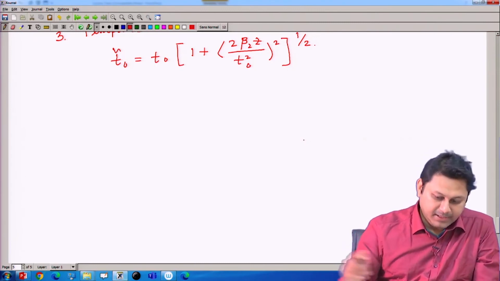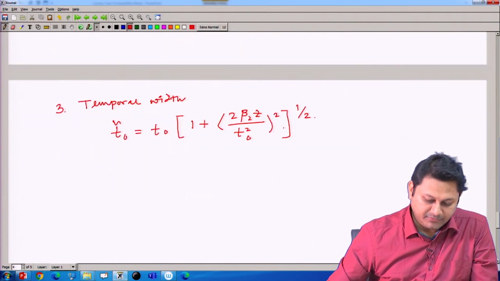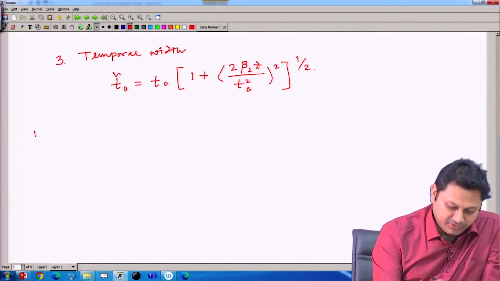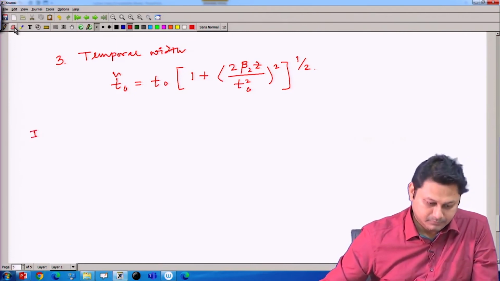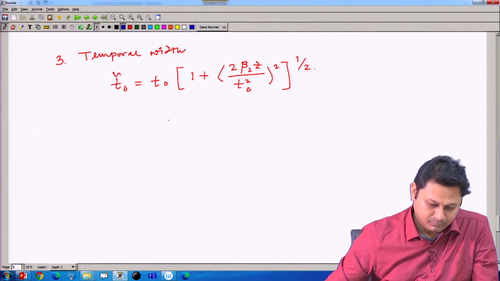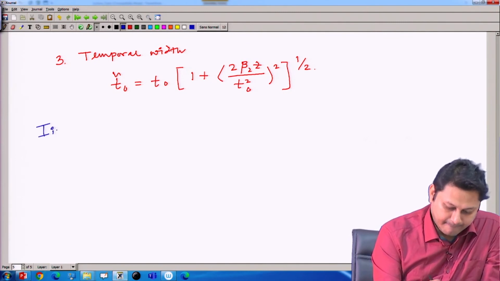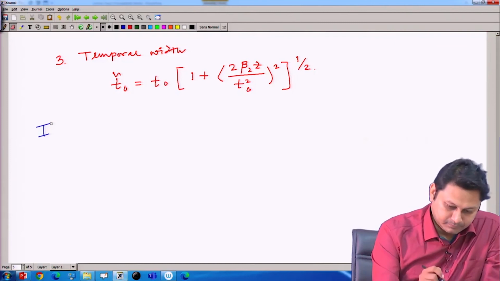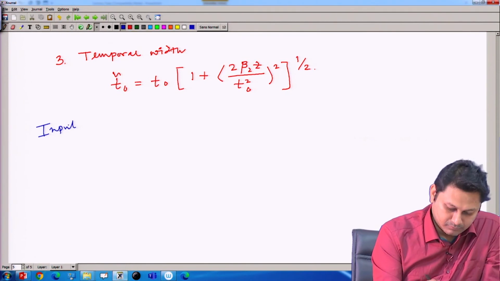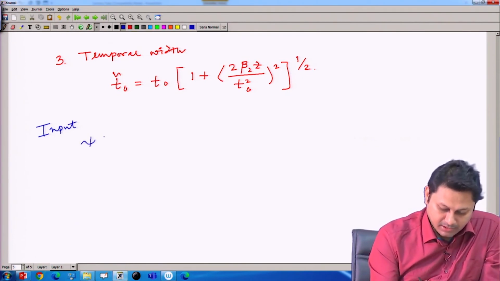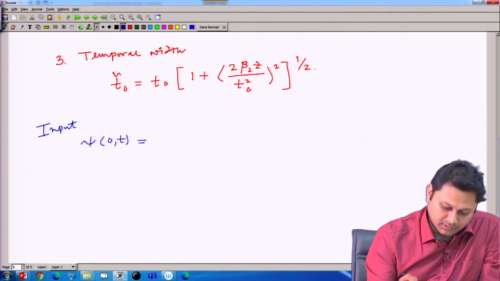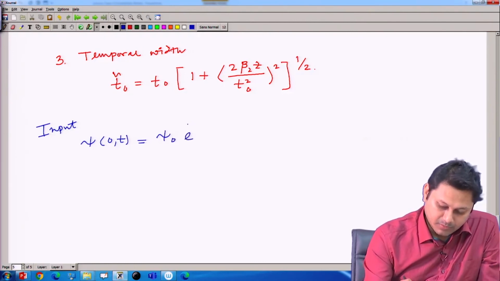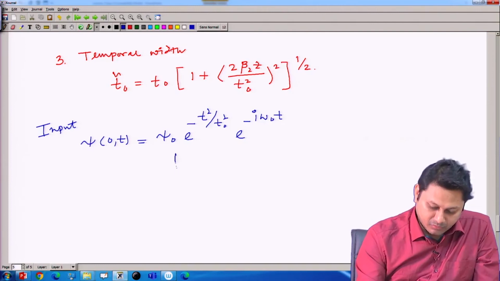So, what is my final field? Let me write. My initial field, my input, psi 0 of t, was psi 0 e to the power of minus t square divided by t0 square, e to the power of minus i omega 0 t. That was my input. And after that, what do we find?